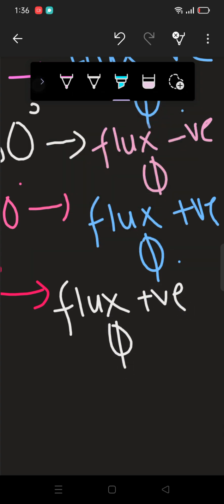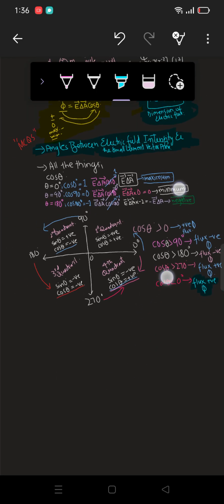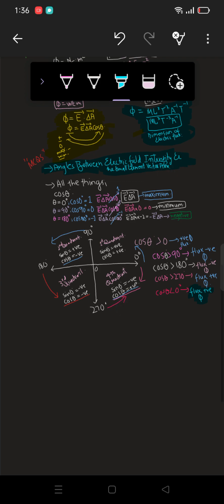Alright, so today I have explained to you the angles between the electric field intensity and the small element of vector area in very detail. When it will be positive, when it will be negative, when it will be 0, when it will be minimum, and when it will be maximum. I have taught you each and everything in very detail.